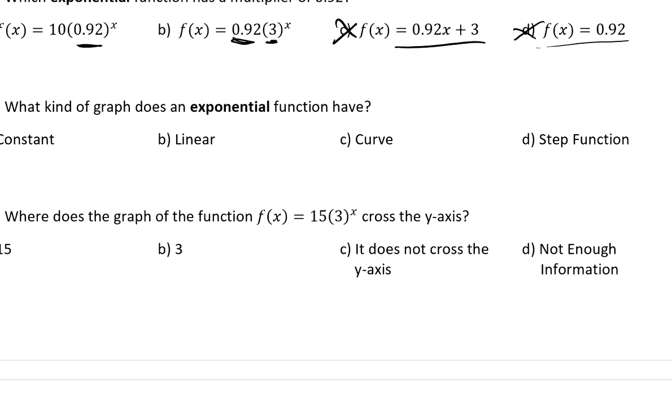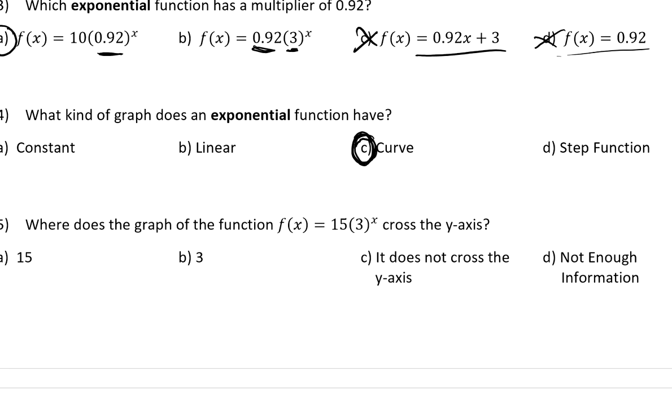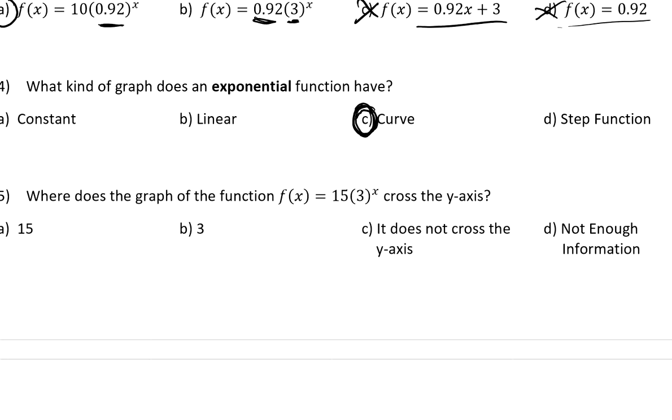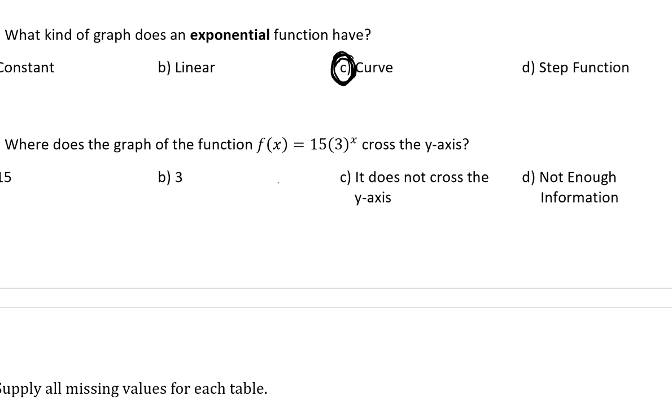What kind of graph does an exponential function have? Well, most of them, with the exception of when a times b to the x, when b is 1, most of them are curves. And then finally, where does the graph of the function f of x equals 15 times 3 to the x cross the x-axis? Well, one of the things that we know is whenever we're crossing the x-axis, no, it says crossing the y-axis.